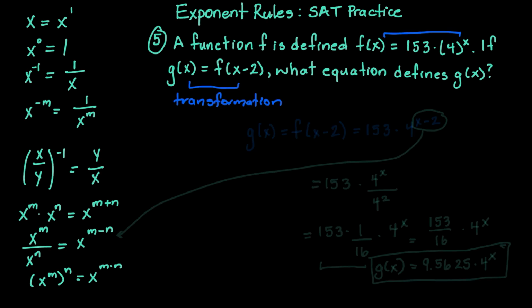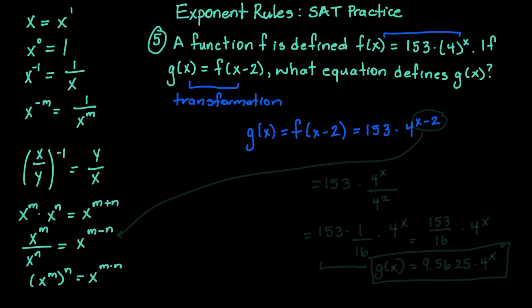You can find out more about transformations in the transformation video that I will create. When we have a transformation, that means we're going to evaluate that into our function. So g of x, which we were told is equal to f of x minus 2, means evaluate x minus 2 into f. So that's going to be 153 times 4 to the x minus 2. So now that we've evaluated x minus 2 into f, we just need to simplify.